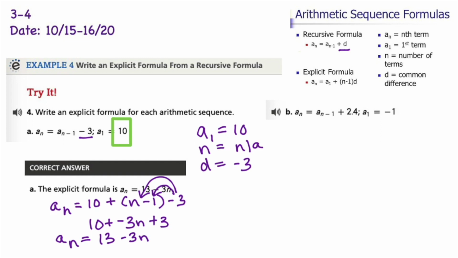For b, we have a sub n equals a sub n minus 1 plus 2.4, where a sub 1 equals negative 1. So you're going to do the same thing. I want you to pause the video. Go ahead and try b on your own. So look at my a and do the same thing. Find your a sub 1, your n, and your d, and plug it in and then distribute. So go ahead and do this on your own. Pause the video and then come back and check your work.